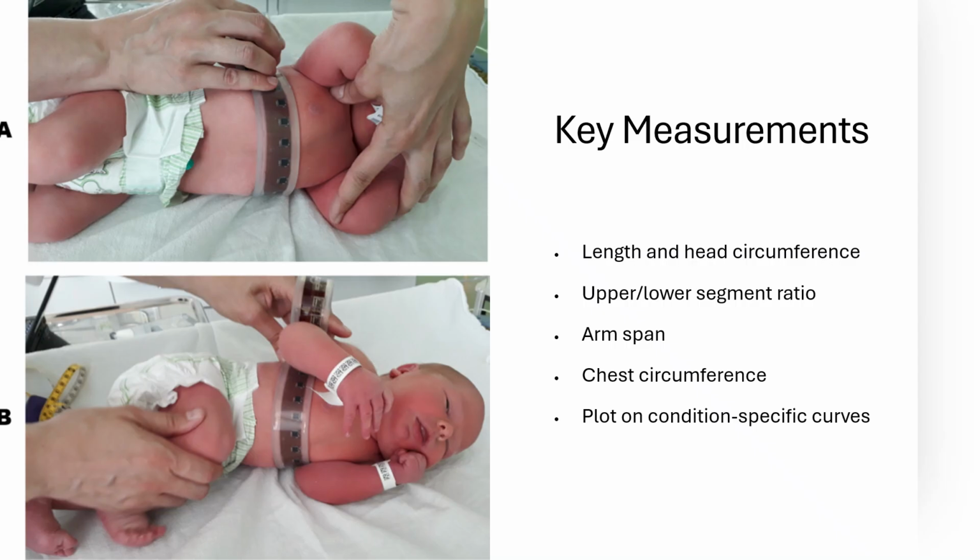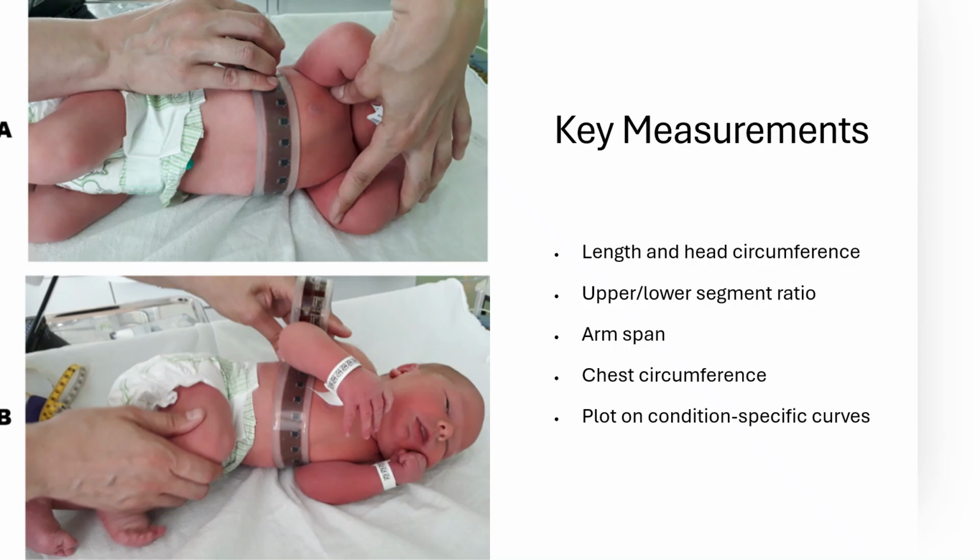Length and head circumference provide our baseline measurements, but their true value emerges when we compare them to each other and to normal growth patterns. Many skeletal dysplasias create characteristic ratios between body length and head size, with some conditions causing proportional shortening while others affect the limbs more than the head, creating babies who appear to have relatively large heads for their body size.